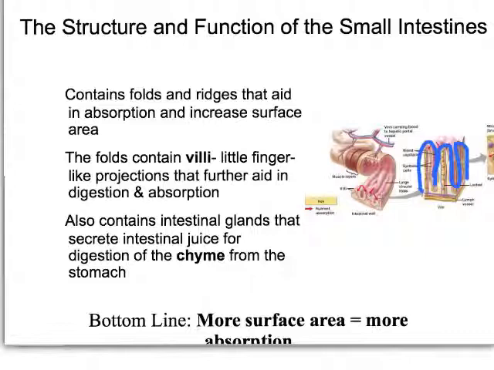So we're also going to get some enzymatic secretions from the pancreas and the liver as well into the small intestines to help break down the food into the chemicals that the body can absorb and use for survival. So in the small intestines, because there's tons of surface area, lots of villi and folds, the bottom line is that the more surface area we have, the more absorption that can take place.